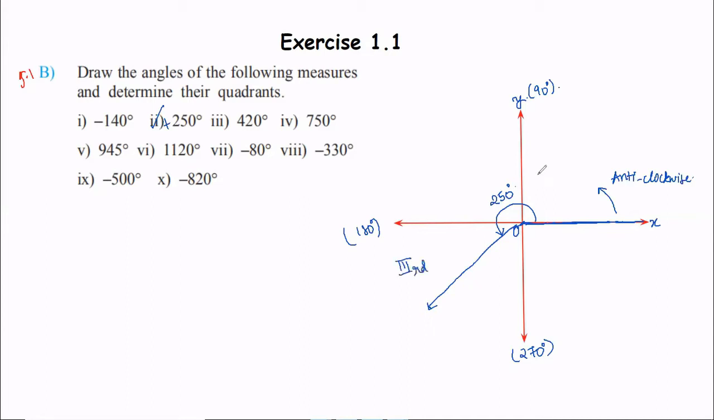We start counting from the first, that is over here. This is the second, this is the third, this is the fourth. Okay. So our answer has come: plus 250 degrees plotted, and it lies in the third quadrant. You can note it down. Now moving to the next question, that is to plot 420 degrees, which is more than 360 degrees, and this will be interesting.